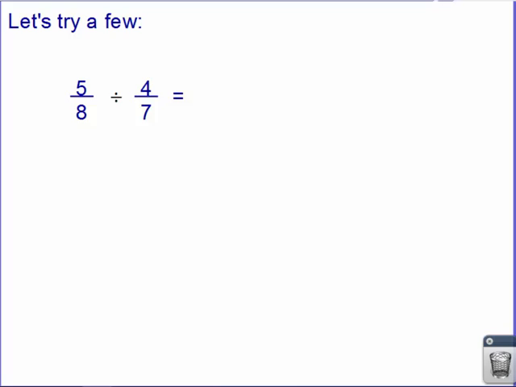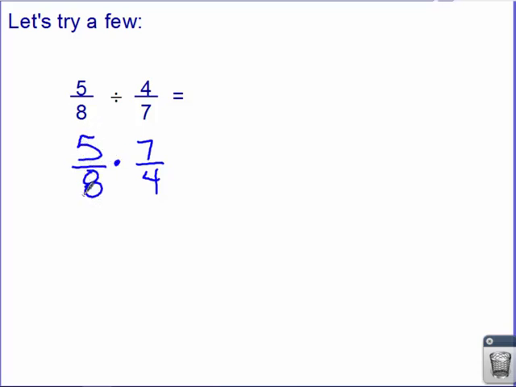Okay, so we've got a division problem, and they're both fractions, so we're lucky there. We're going to divide fractions. To divide fractions, don't ask why, flip the second. So this one right here, the 4 over 7, we're going to turn it into 7 over 4, and we're going to multiply.